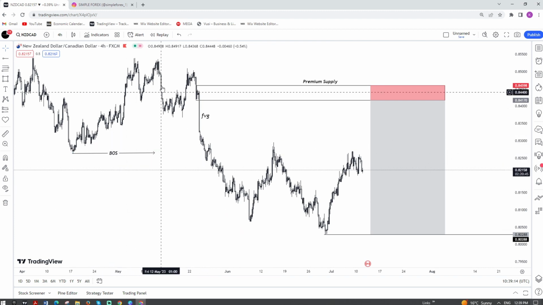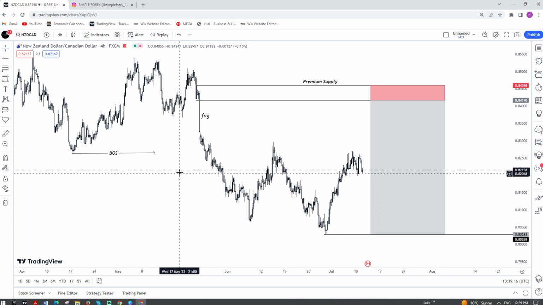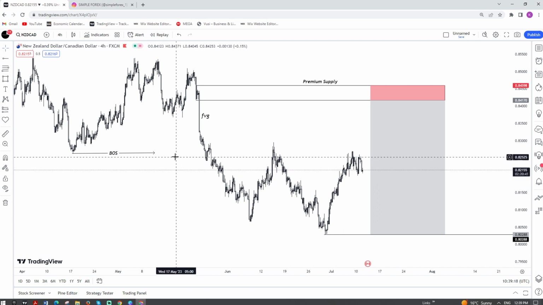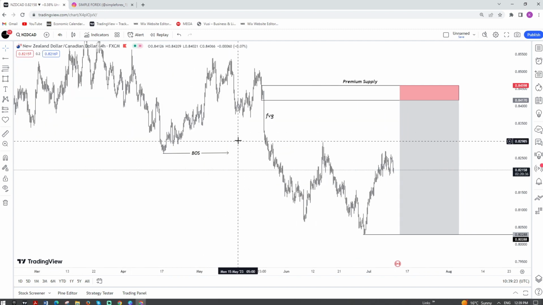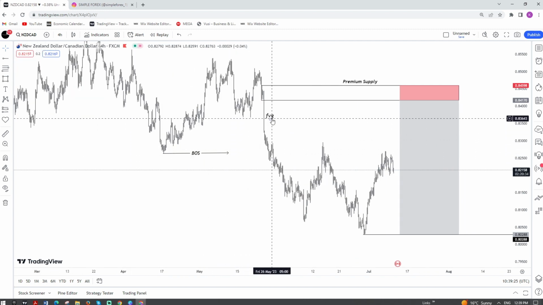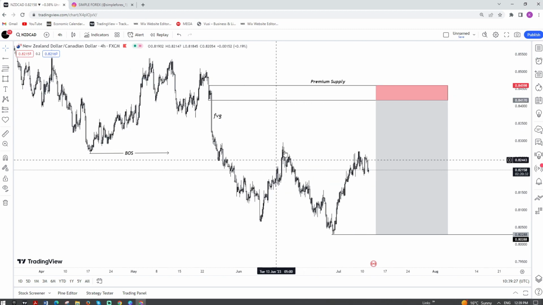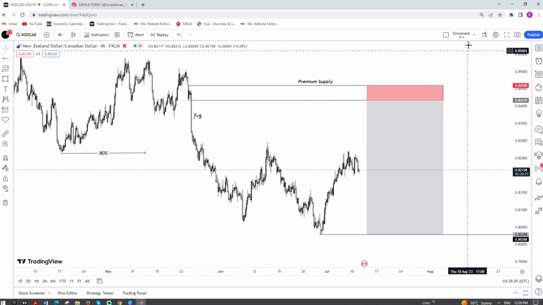I updated you on the trade that I took for NZD CAD on this same pair. So I'm going to update you again next week on how this trade is going, on how this analysis is going, right? So this is the trade, guys.